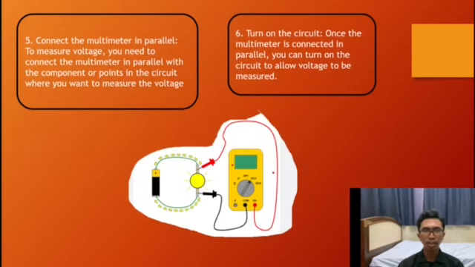Next, connect the multimeter in parallel. To measure voltage, you need to connect the multimeter in parallel with the component or points in the circuit where you want to measure the voltage.